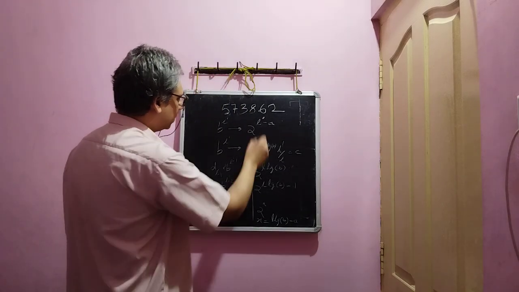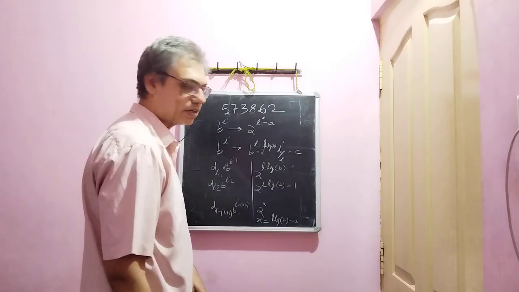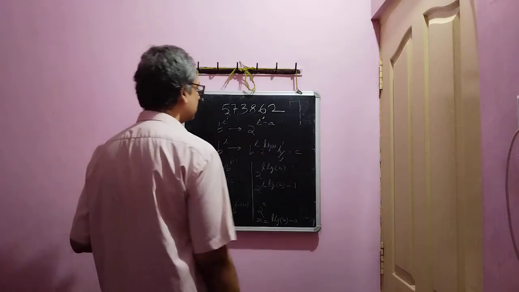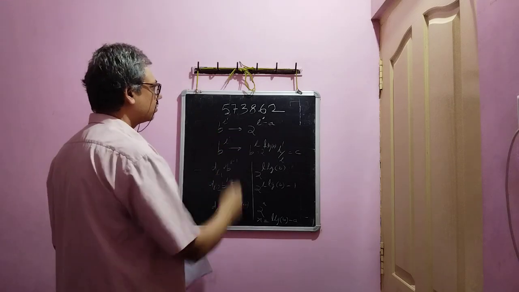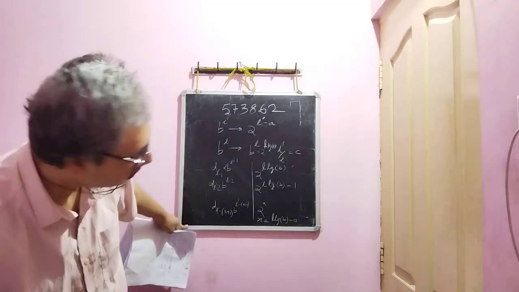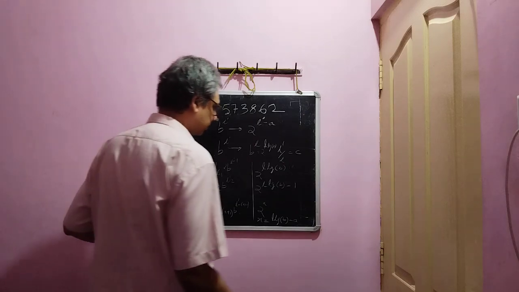So we can proceed in this fashion also, or we can directly do it simply from 2 up to b power L dash to 2 power L dash minus a. Either of these approaches we can adopt.